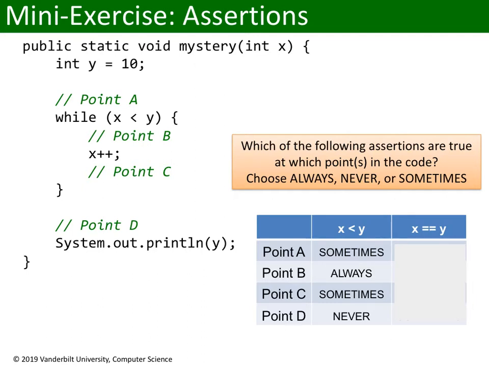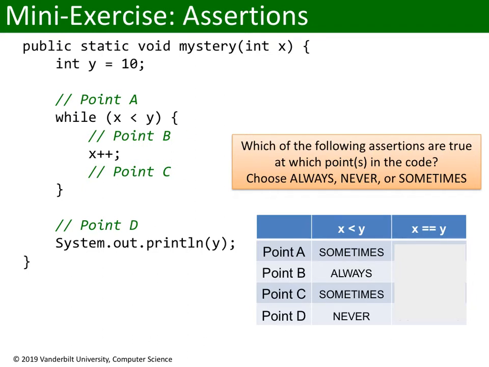So how about is equal to y? At point A, again, sometimes. Depends on what we pass in for x. At point B, we just did a test to see if x was less than y, so the answer would be never. At point C, it could be true that x was the value 9, so when we add 1 to 9, we would get 10, and x would be equal to y. So sometimes. So we've got sometimes, never, sometimes.